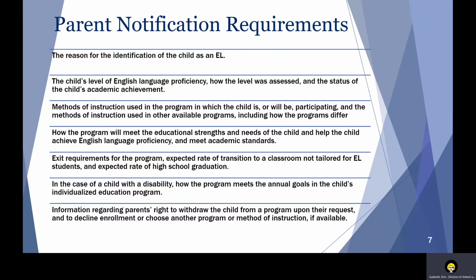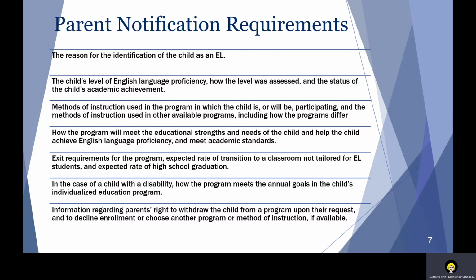ESSA requires the parent notification include the following information: the reason for the identification of the child as an EL, the child's level of English language proficiency, how the level was assessed, and the status of the child's academic achievement, methods of instruction used in the program in which the child is or will be participating, and the methods of instruction used in other available programs, including how the programs differ, how the program will meet the educational strengths and needs of the child and help the child achieve English language proficiency and meet academic standards.